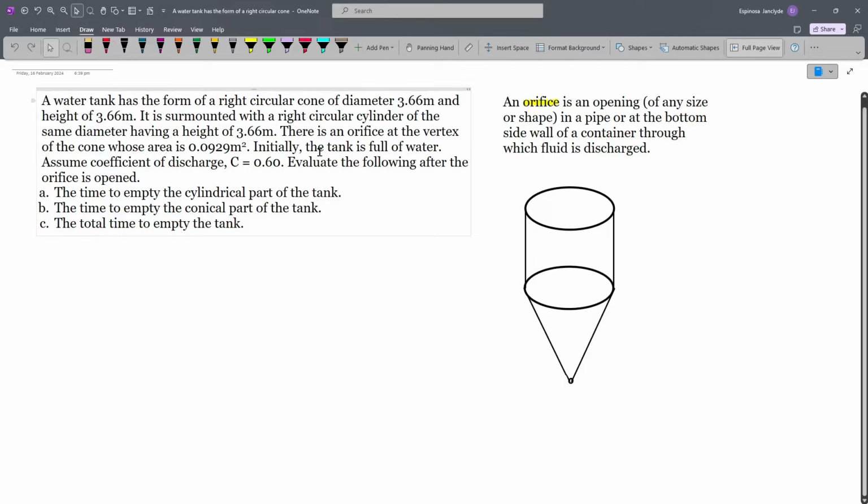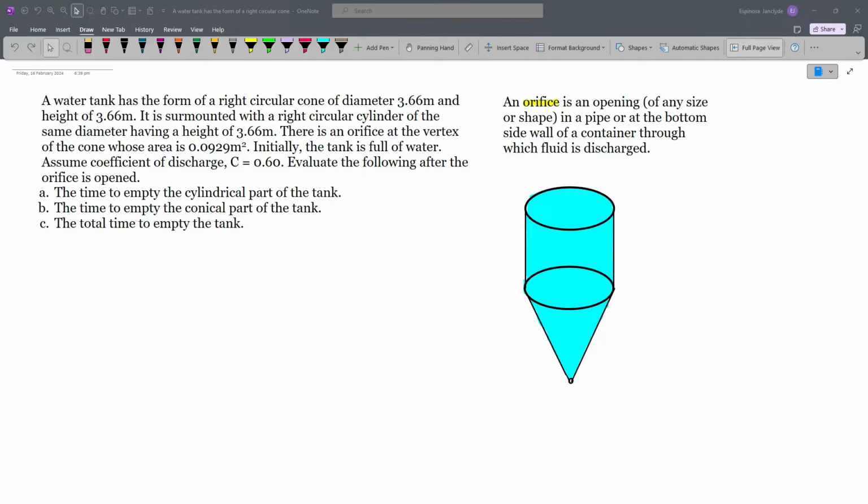And then initially daw, the tank is full of water. So let's just actually color this one. Yan. And then yung coefficient of discharge daw is 0.6. And then we have to evaluate the following. First, we need to find the time to empty the cylindrical part of the tank, which is this one. And then we also need to find the time to empty the conical part of the tank, which is ito.